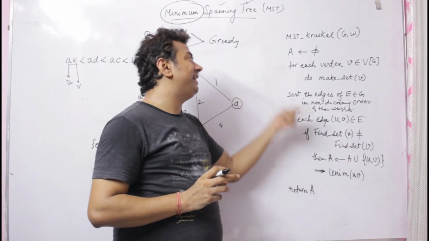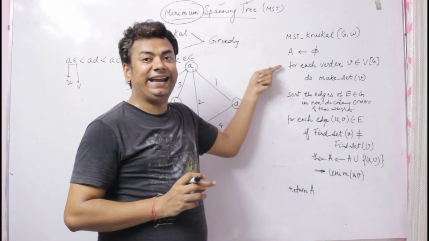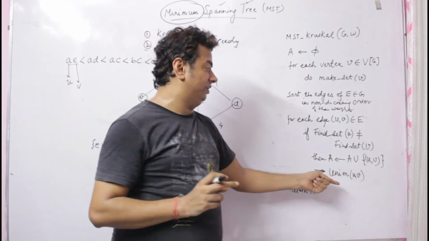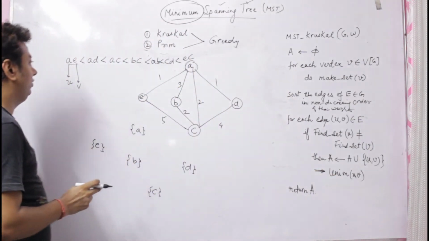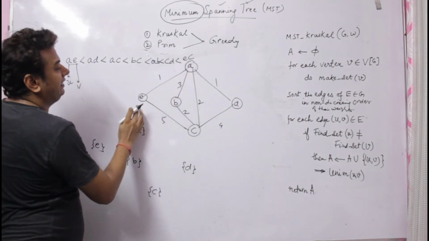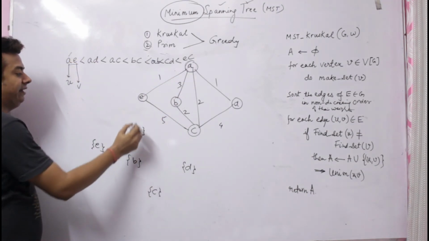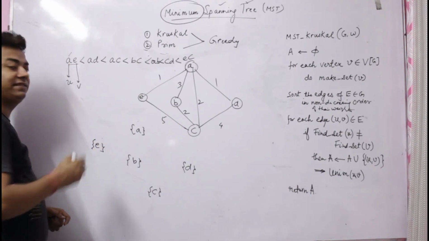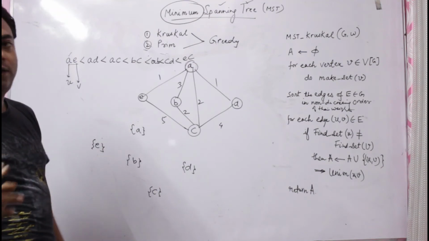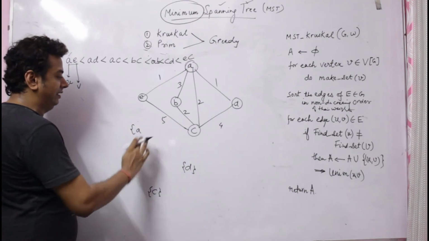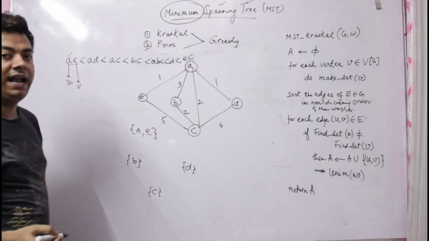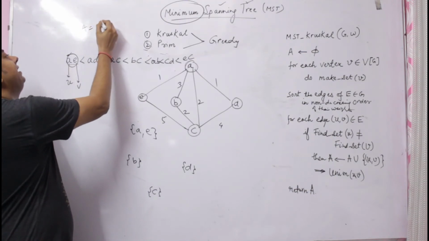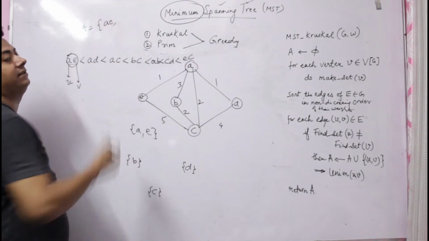When you include this edge UV in A, after doing that you have to merge them also, which is union. So first A and E. What is the super parent of A here? It is A itself. What is the super parent of E here? It is E itself. So these two are not equal, so we will merge them in one set, and we will include this edge AE in set A.